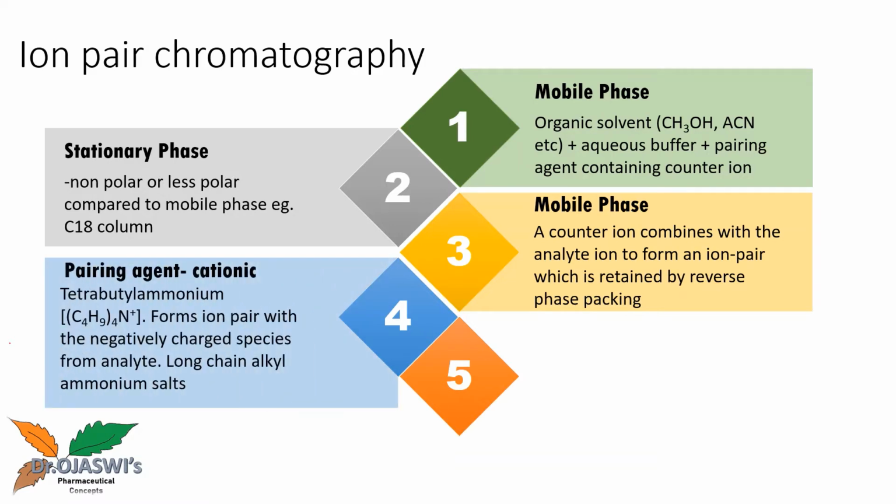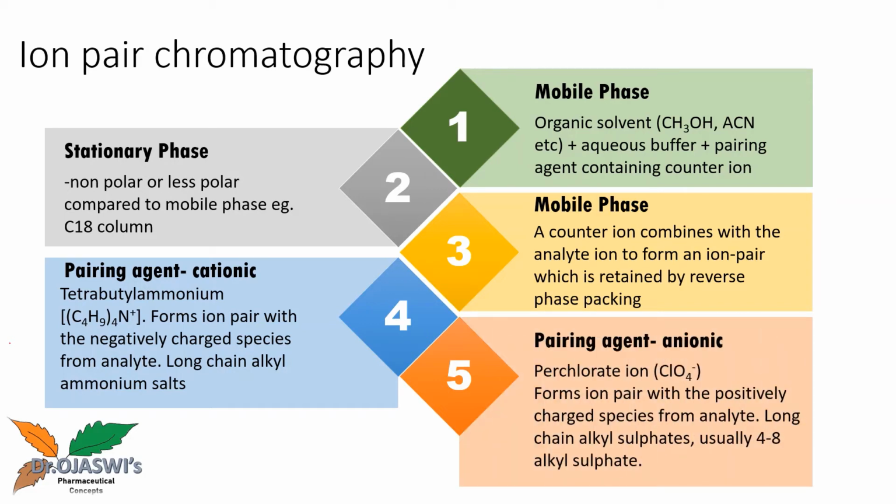The fourth important point is about pairing agent. It could be cationic in nature. One of the examples is tetrabutyl ammonium cation. It forms ion pair with the negatively charged species from the analyte, and generally long chain alkyl ammonium salts are used for this purpose.